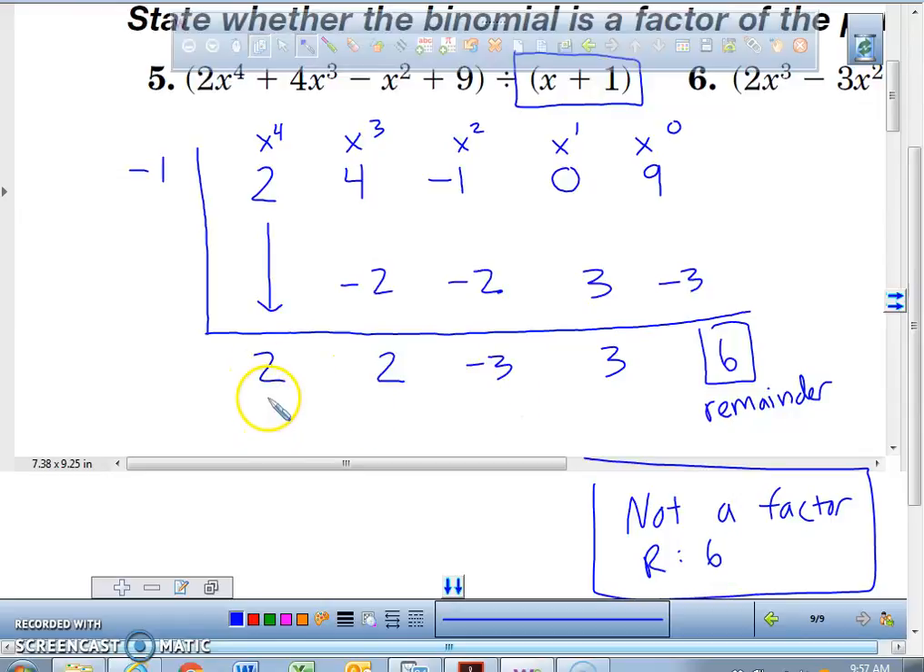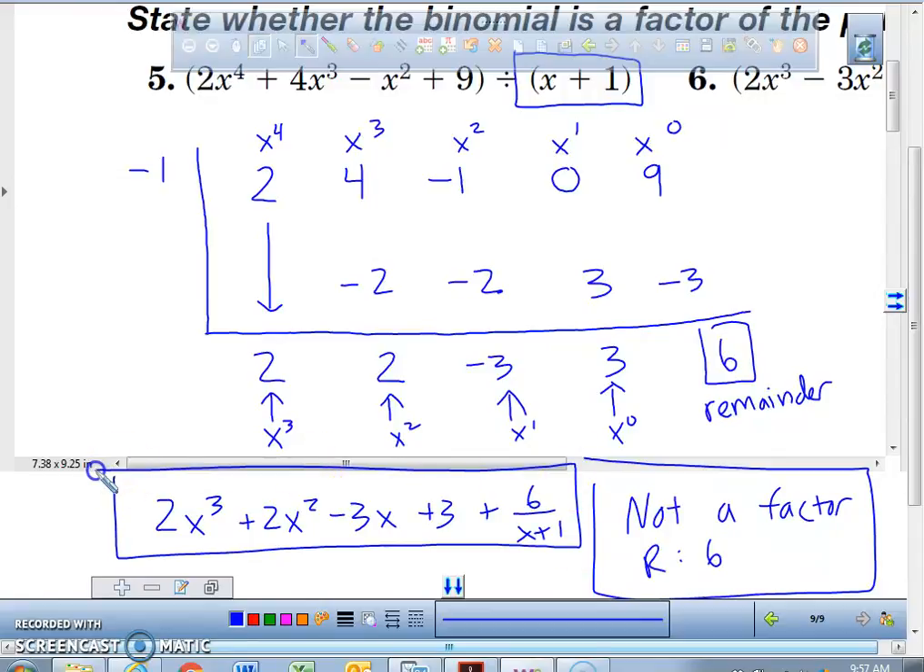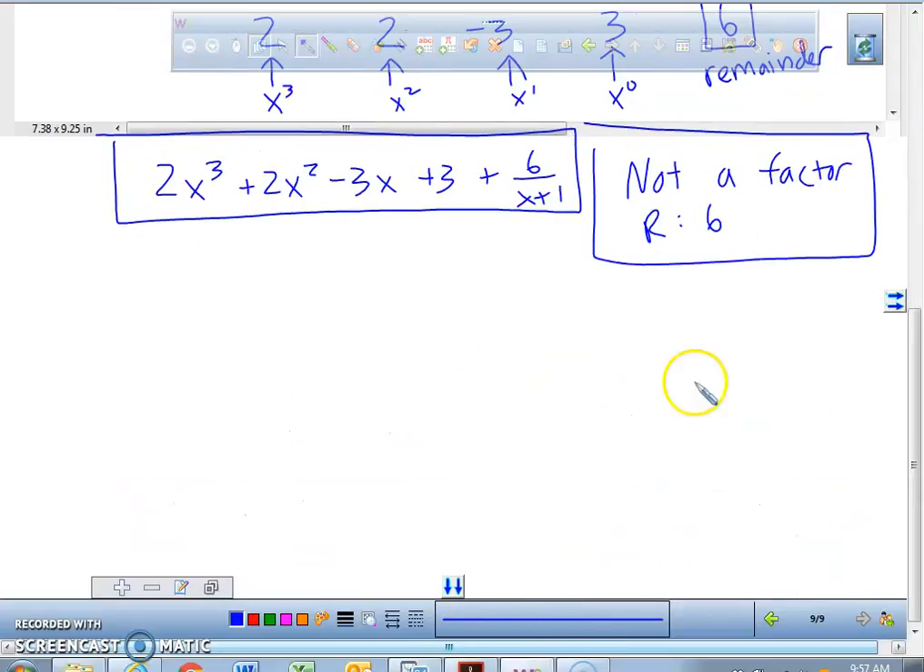Now, here's something I didn't make you do. Technically, this is what? x to the third. This is x squared. This is x to the first. This is x to the 0. I'm not making you write out 2x cubed plus 2x squared minus 3x plus 3 with the remainder of 6 over x plus 1. I'm not making you write out that long expression. I'm just having you guys use synthetic division to test whether something is a factor or not a factor. So what am I looking for in your answer?